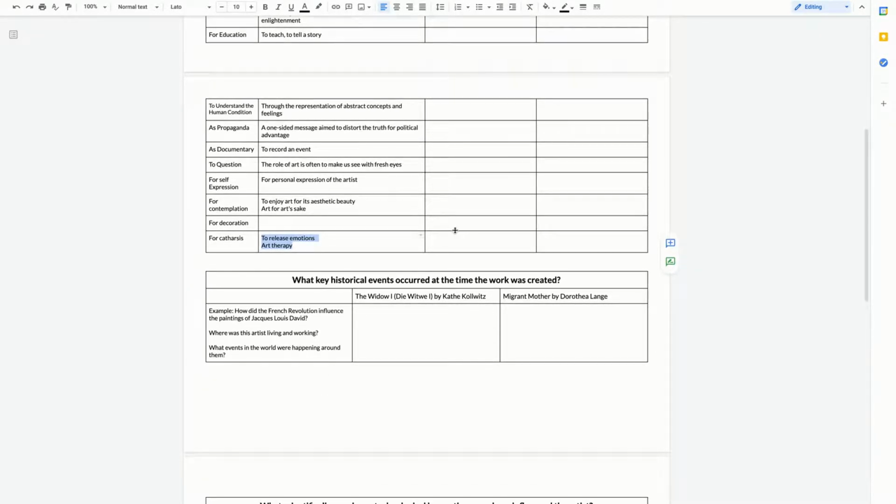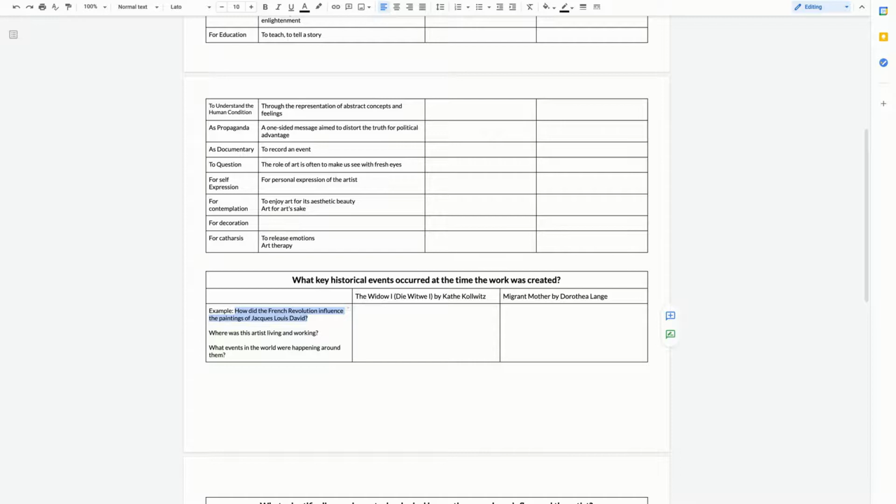The second question that I would want you to consider here is what key historical events took place at the time these works were created. It is important to make sure that you are looking at things that directly impact the artist or the art making process. Don't give me random facts about what happened during that time period. Make sure that they are connected to the artist and the societies in which they lived. The example I've given is, how did the French Revolution influence the paintings of Jacques-Louis David?